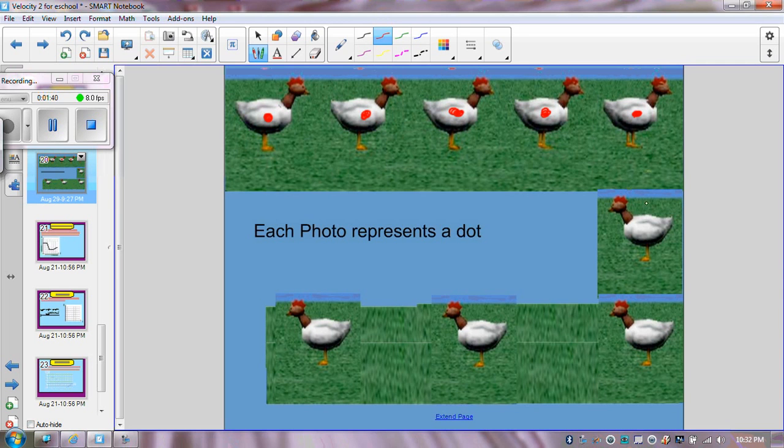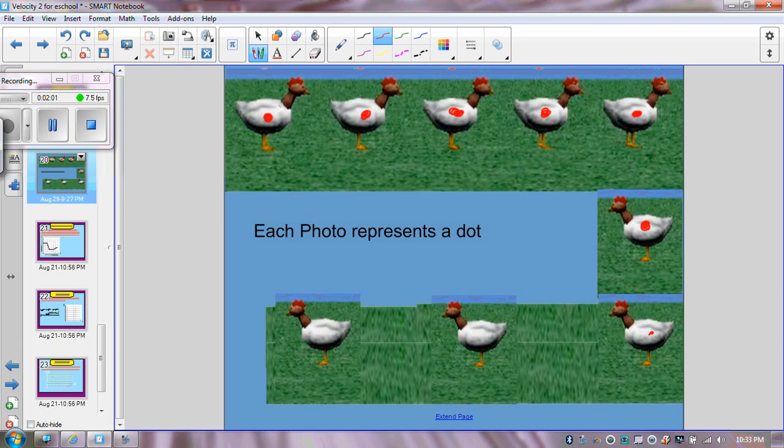Then what happened is the chicken changed positions. Somewhere between this second and this second, the chicken turned around. Notice that the chicken did not actually move back, but simply stopped. So when you see dots on top of each other like this, it indicates that the object is at rest.